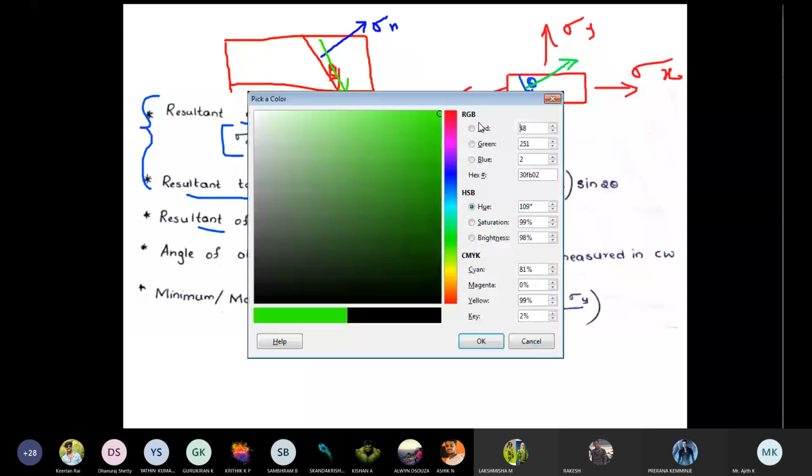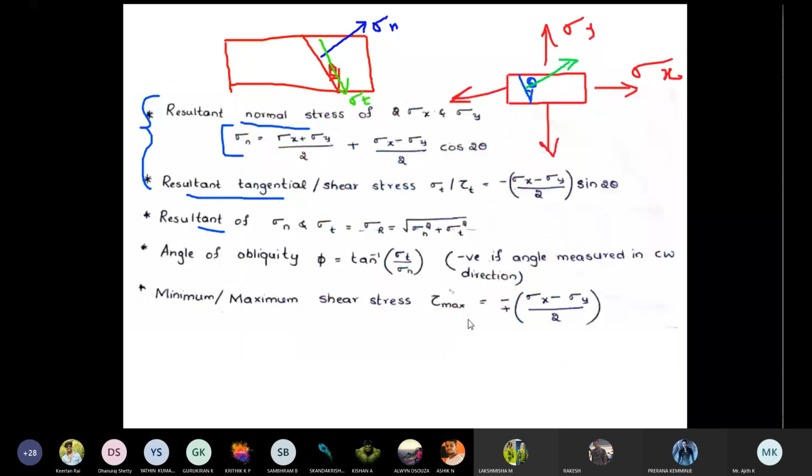Then the resultant stress will be acting. Resultant stress means resultant of sigma n and sigma t. So somewhere here sigma resultant will be acting. And here angle of obliquity means that is the inclination between sigma n and resultant. This one is known as angle of obliquity. So we have to calculate these many things in the problem. We have to calculate the normal component of resultant, sigma n, and the tangential component of resultant, that is sigma t, using this equation.